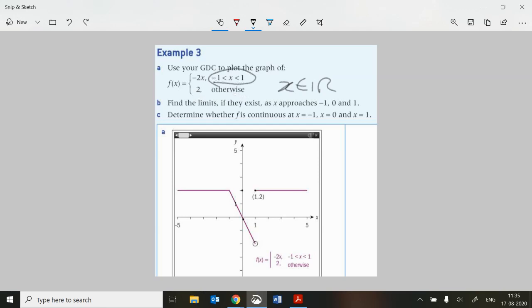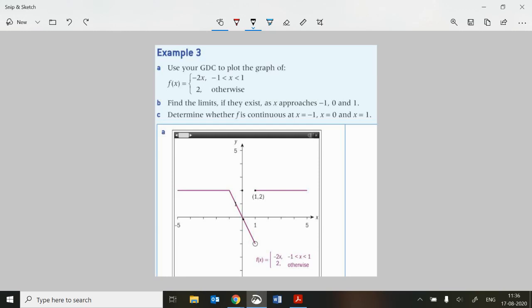So, although this one seems quite obvious, we're going to need to do this mathematically. Now, the graph is fairly straightforward. Make sure you're putting your open circle and your closed circle there. You don't need a circle here because you can see that it is defined at that point. And in fact, it's continuous either side.